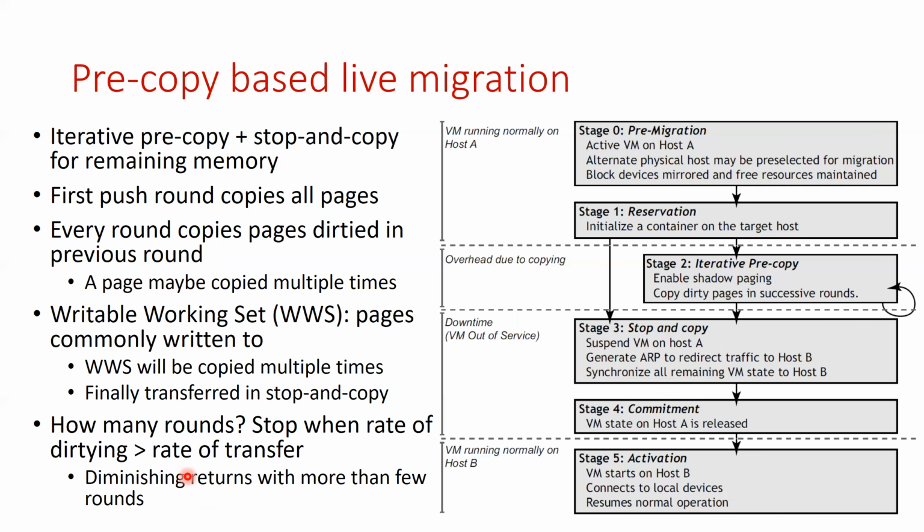Usually that is when the rate of dirtying is greater than the rate of transfer. Suppose your application is dirtying pages much faster than you can keep up and transfer. At that point you say, okay, fine, there's no point doing this iterative pre-copy anymore, I will go ahead and stop the VM and transfer. So usually the frequently written pages will be hard to keep up with in iterative pre-copy, and their final version will be transferred in the stop and copy phase.